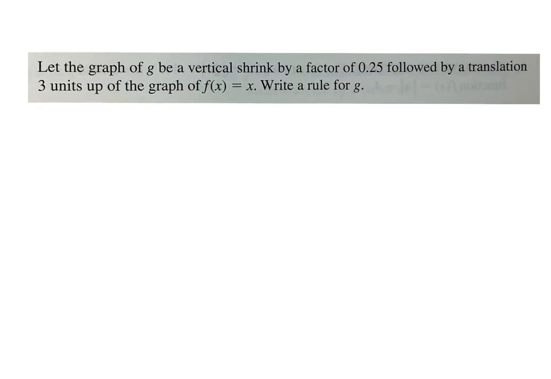All right. It says let the graph of g be a vertical shrink by a factor of 0.25. By the way, that's really 1/4, followed by a translation of 3 units up.